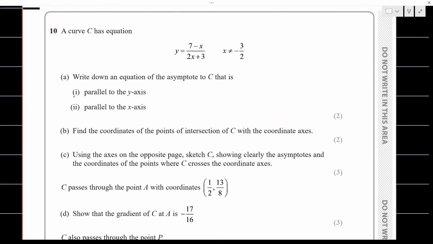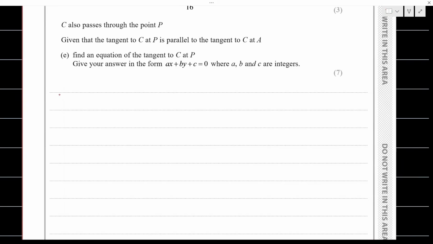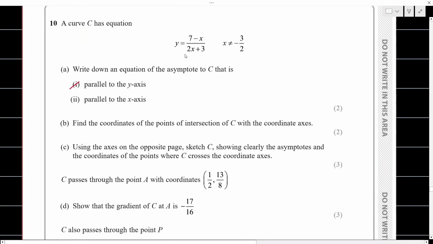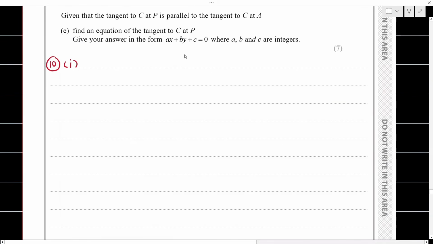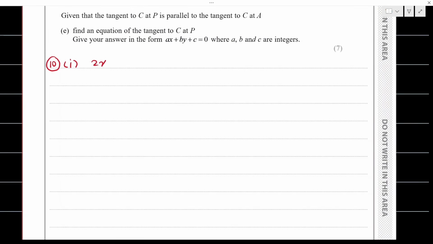In part 1, we have to write down the asymptote that is parallel to the y-axis. We know that the asymptote that is parallel to the y-axis is the vertical asymptote. In order to find the equation of the vertical asymptote, we have to find the value of x for which our denominator is equal to 0.